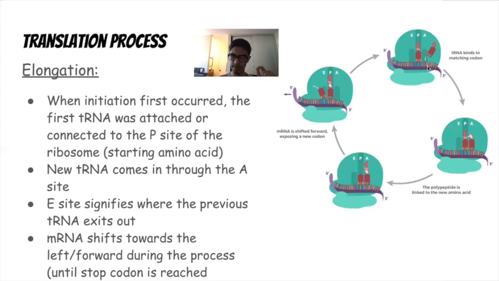But that's the key. You just have to consider that a new tRNA comes to the A site. The previous tRNA at the P site will break off from the polypeptide chain, move to the E site, and exit out of the ribosome. And it will continue, of course, until the polypeptide is finalized, and it will break off to then go through modification.